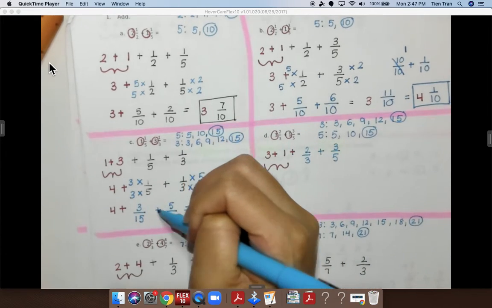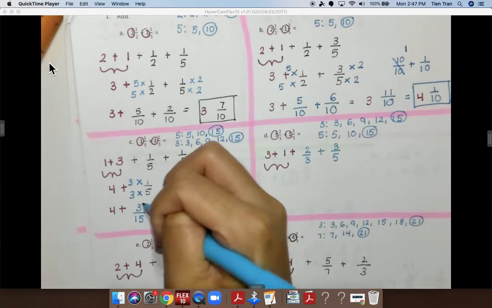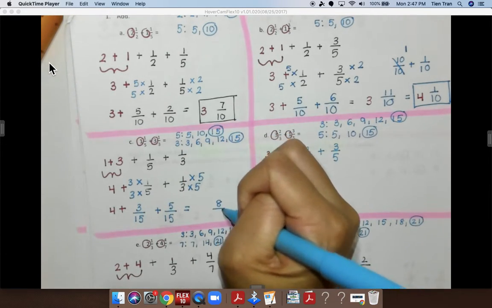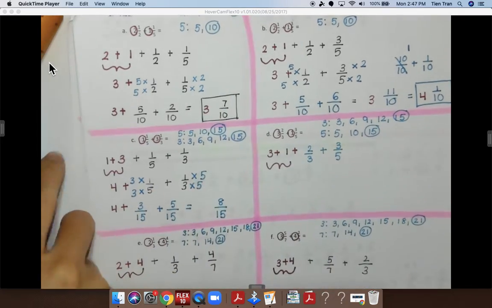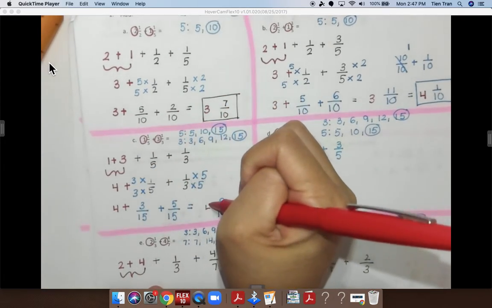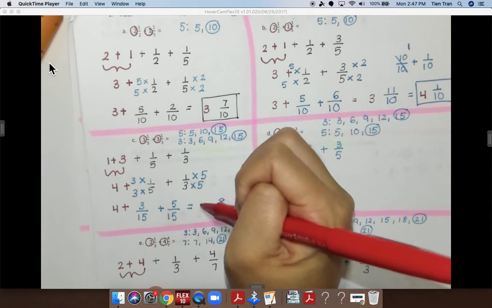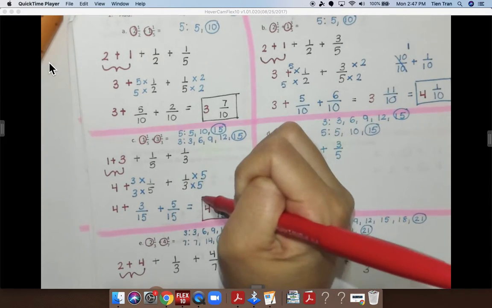1 times 5 is equal to 5, and 3 times 5 is 15. So now I have 5 plus 3, which is equal to 8, and my denominator is 15, and I bring my 4 right over. So my final answer is going to be 4 and 8/15.